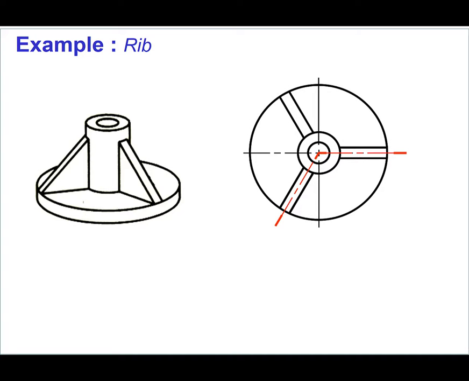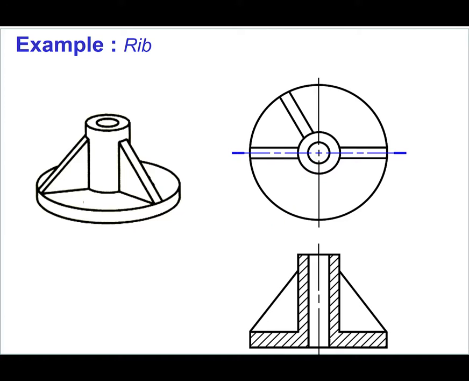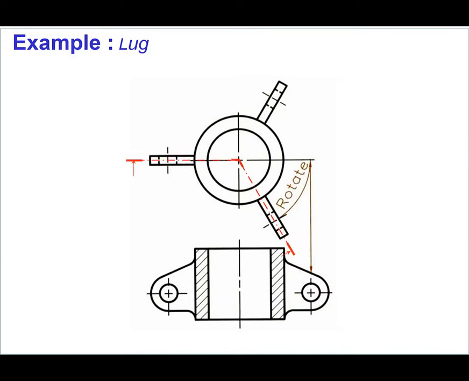Next example shows an object with a rib. Again, it really doesn't matter the location of the cutting plane line. You want to apply the symmetrical feature in the section view by following the conventional practice. Remember, for the rib, erase the section lines in the rib area. Another example shows you an object with a lug. So rotate the lug into the horizontal location and then project the evenly spaced lug in the section view by following the conventional practice. Omit the section lines in the lug area.